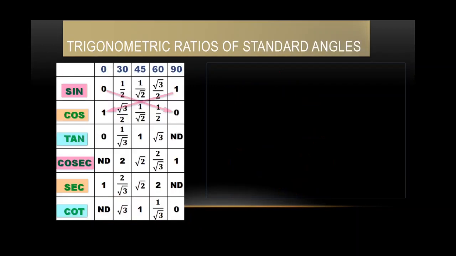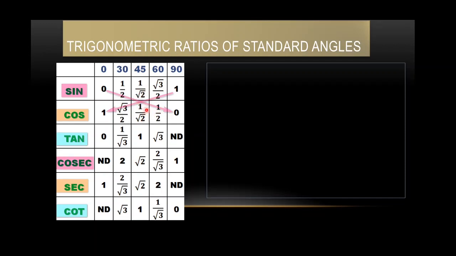Here are some standard angles for which the values are given. Sine of 0 is 0, sine of 30 is half, sine of 45 is 1 by root 2, sine of 60 is root 3 by 2, and sine of 90 is 1. For cos, it is the exact opposite. At 90 it is 0, at 0 it is 1. At 30, sine is half and cos is root 3 by 2. At 60, sine is root 3 by 2 and cos is half. At 45, both are 1 by root 2.